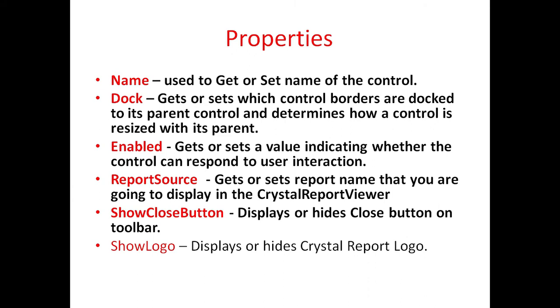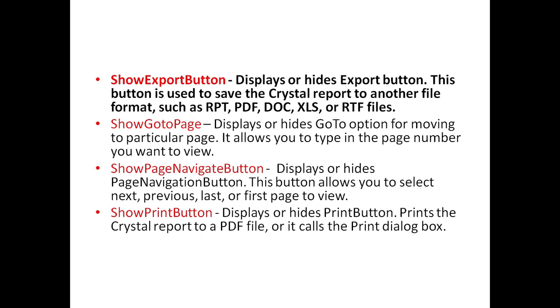ShowCloseButton property displays or hides the close button on the toolbar. ShowLogo property displays or hides the Crystal Report logo. ShowExportButton displays or hides the export button. This button is used to save the Crystal report to another file format such as RPT, PDF, DOC, XLS or RTF file.